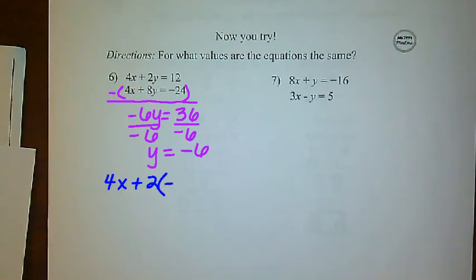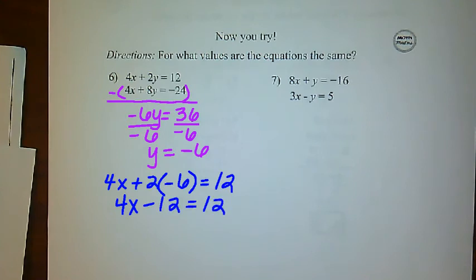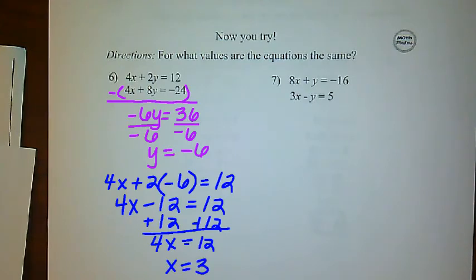All right. So 4x minus 12 equals 12. All right, so x equals 3. The final answer for that one is 3, -6.